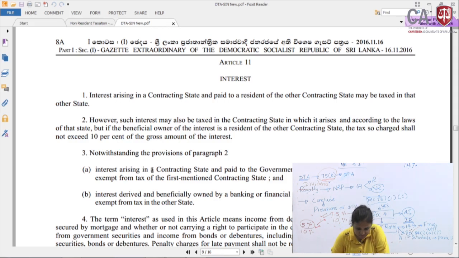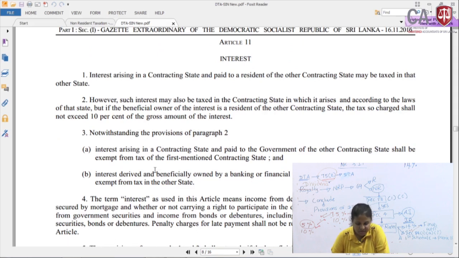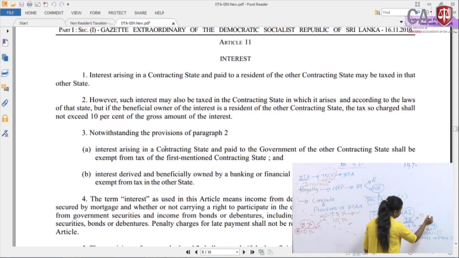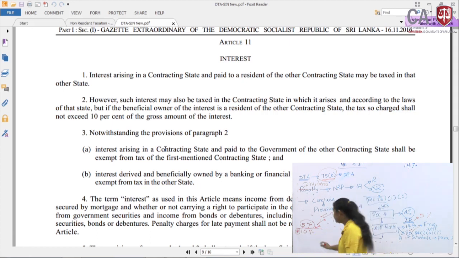Okay, then notwithstanding the provisions of paragraph 2, interest arising in a contracting state and paid to the government of the contracting state shall be exempt from income tax of the first mentioned contracting state. For your answer, please write in the same manner. Tax or charge shall not exceed 10% of the gross amount of interest. Then conclude from this answer. Apply 5% instead of 14% as the withholding tax applicable on interest. And conclude your answer as per Article 11, the interest in the double taxation treaty. It shall not exceed the 10%.